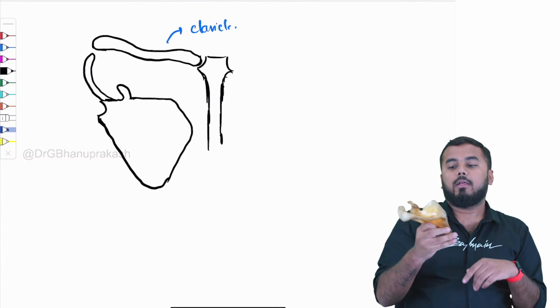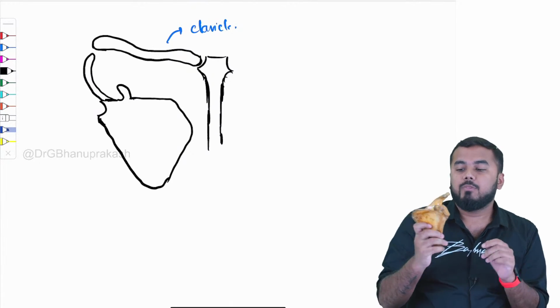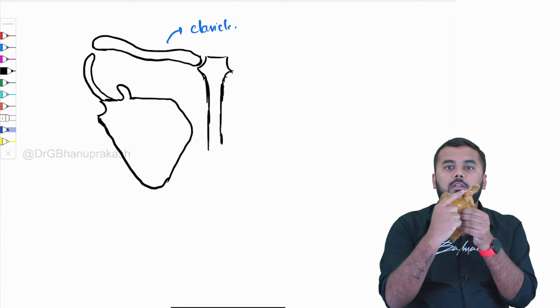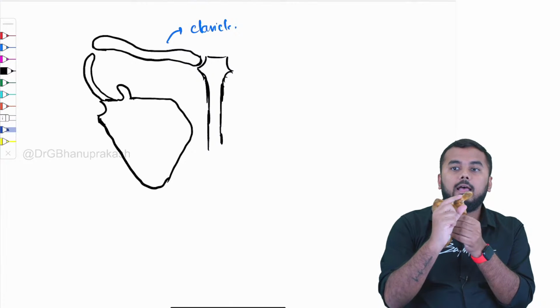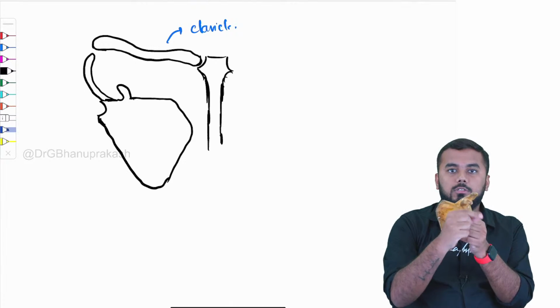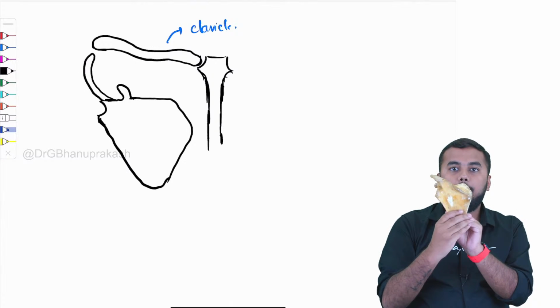So this is your scapula, right? Now, from the anterior side, whatever you can see, this one, this is called as your coracoid process. On the back of the scapula, this is called as the spine of the scapula. What is this called? Spine of the scapula. And the spine of the scapula has got a projection like this. This is called acromion process.